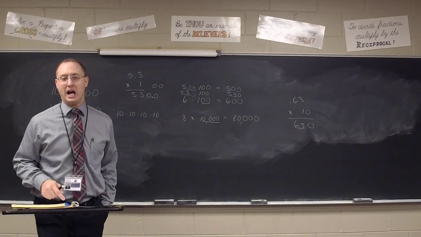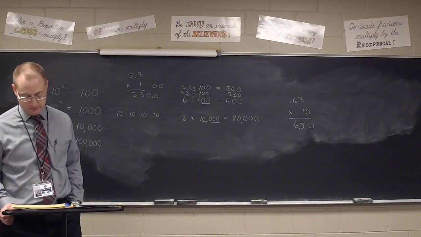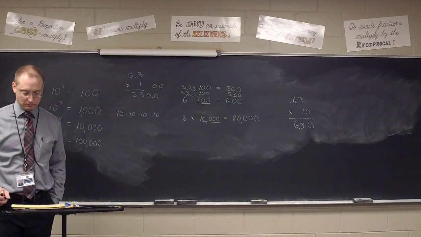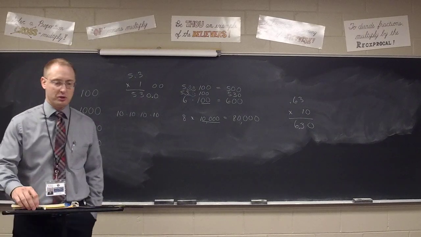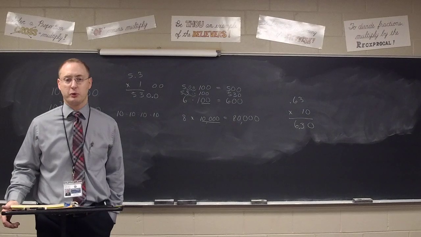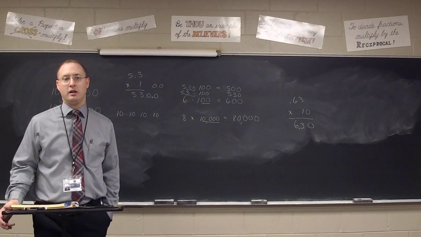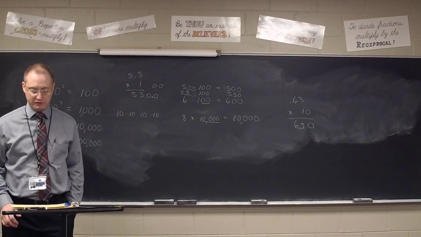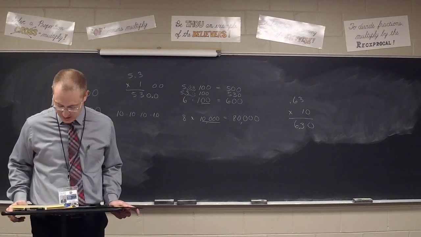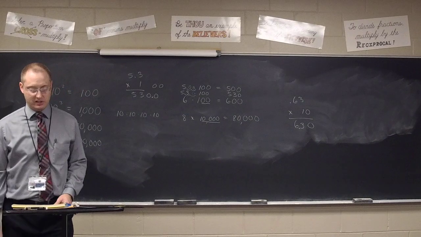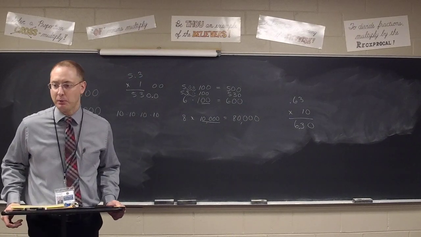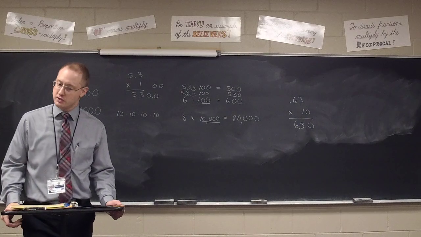To multiply by a power of 10, move the decimal to the right. To multiply by a power of 10, we're at the bottom of page 21. To multiply by a power of 10, move the decimal to the right as many places as there are zeros.